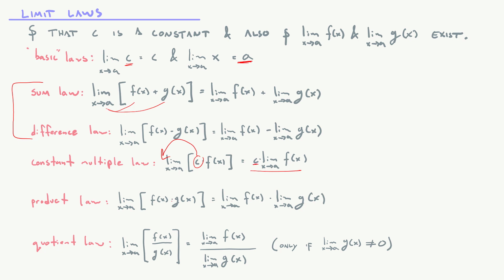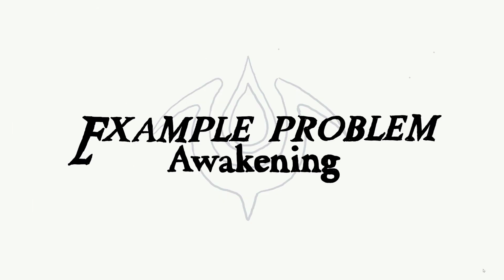There's a product law and a quotient law, which say the same thing really as the sum and difference. It's just allowing us to apply the limit as x approaches a to both of these functions. You just have to be a little bit careful with the quotient law because you can't have the limit as x approaches a of g of x be equal to 0. Otherwise, you'd get something that's undefined. So let's do an example.